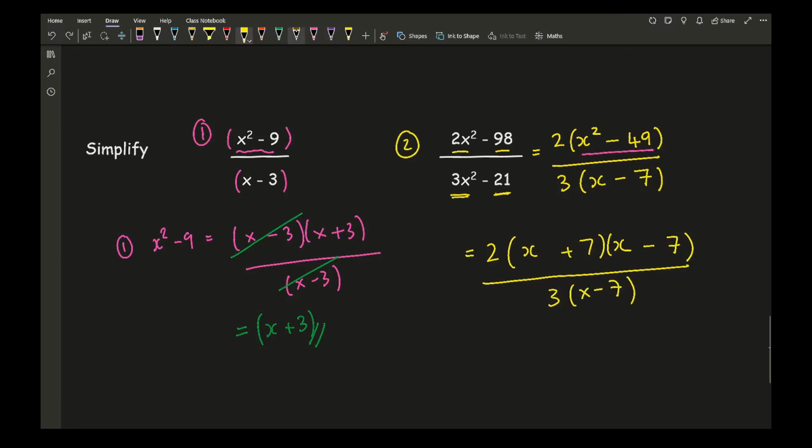Now again, what you should notice, I've got x minus 7 both on the top and the bottom, so I can cancel that out. So this then simplifies to give me a final answer of 2 times x plus 7 in brackets all over 3, and there's my final answer. Now, one thing you might also want to check is, can you simplify the 2 and the 3? No, you can't, so that there would stay as my final answer.